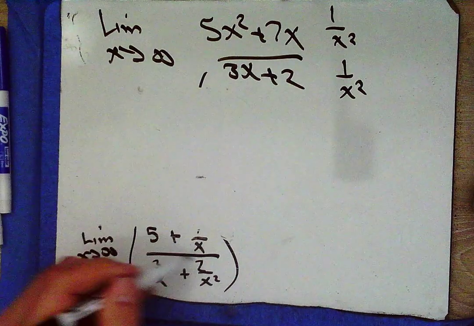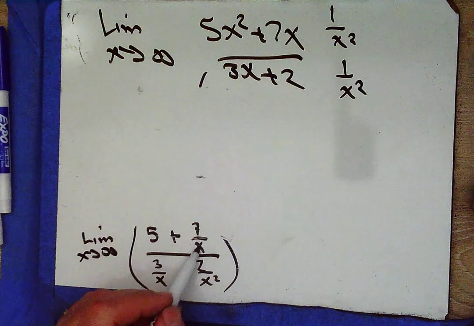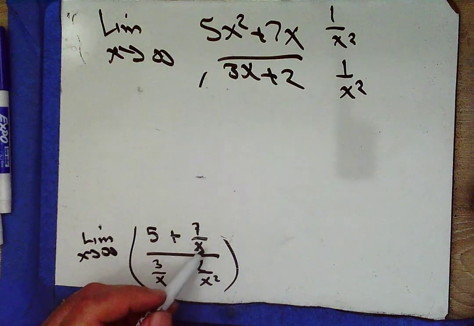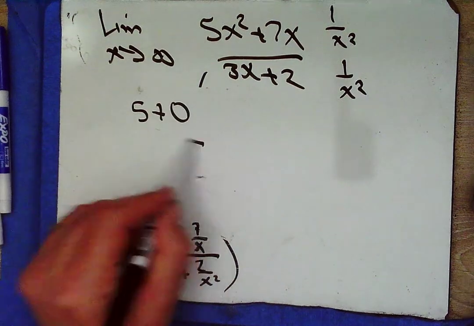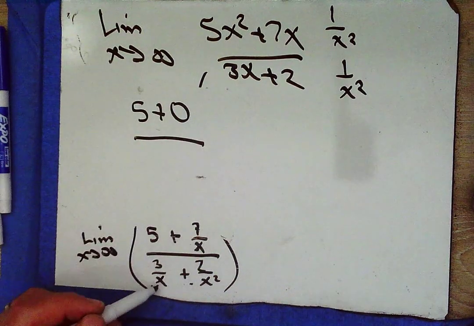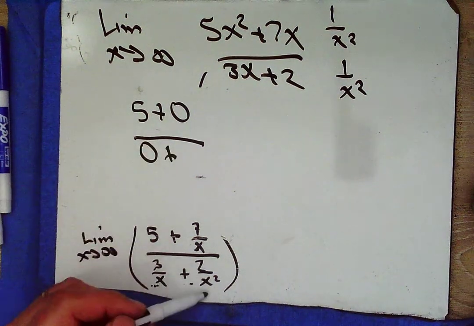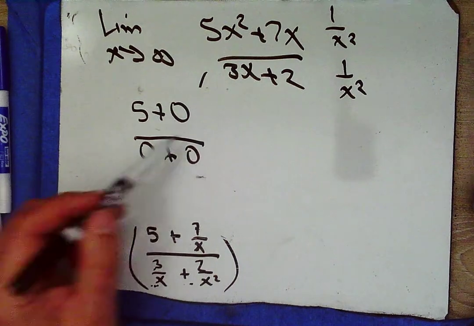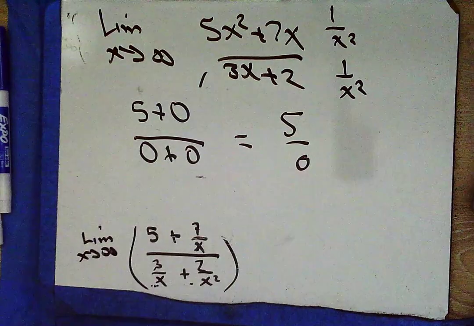When I try and plug the infinity in, that's going to be 7 over infinity. So a finite number of pizzas, an infinite number of people. That's going to be 5 plus 0. But what about on the bottom? Well, on the bottom, when I plug these in, I'm getting 3 over infinity, which is 0. I'm getting 2 over infinity squared, which is 0. And so I'm getting 5 over 0.